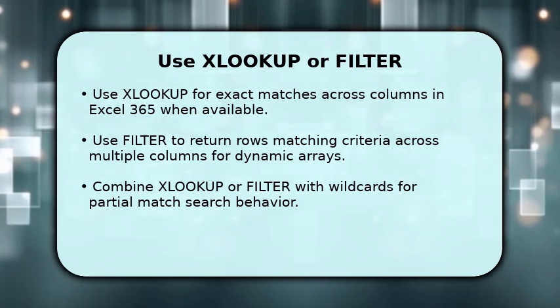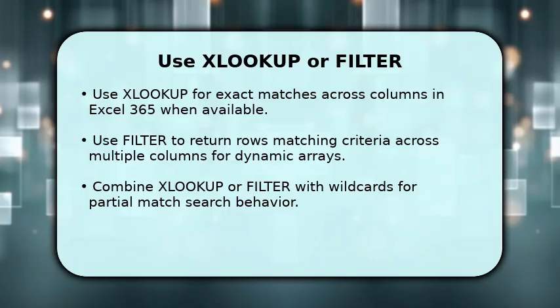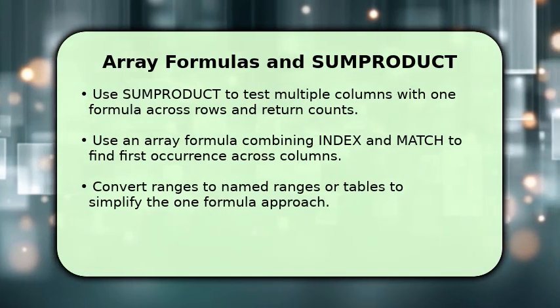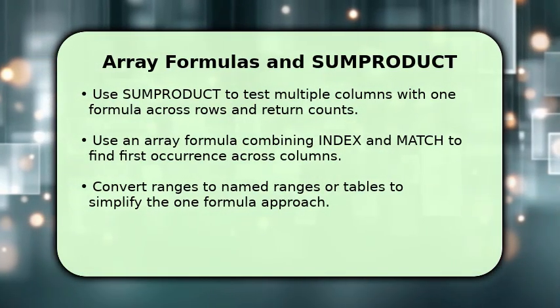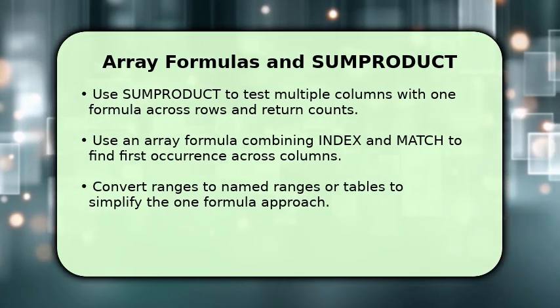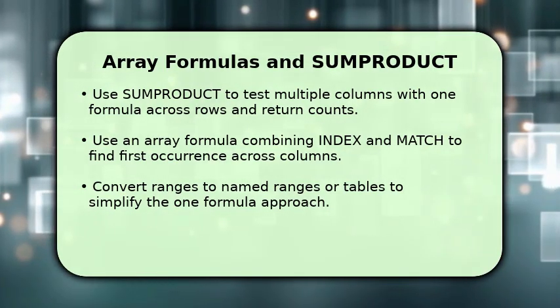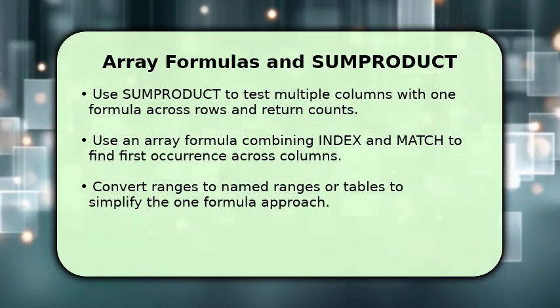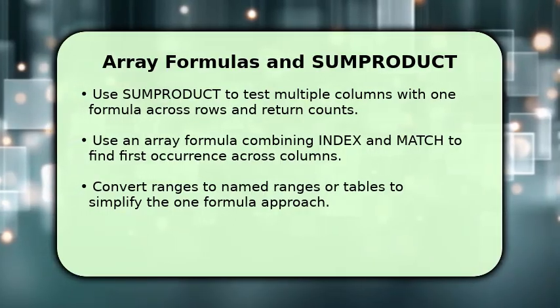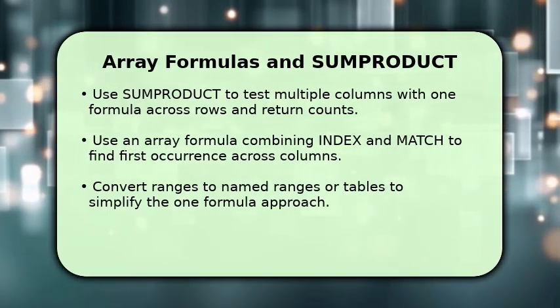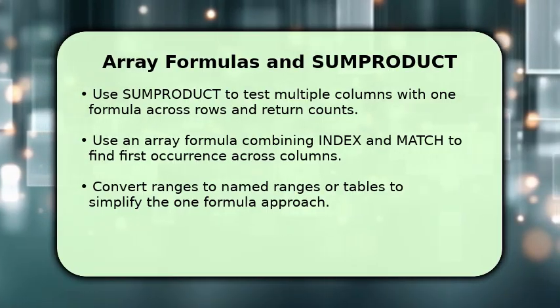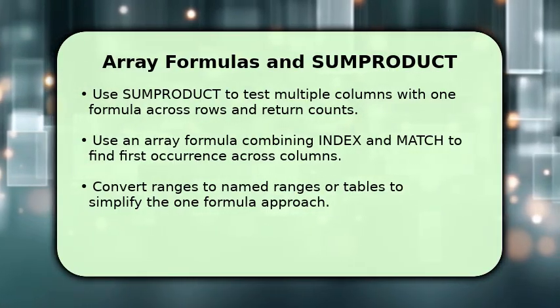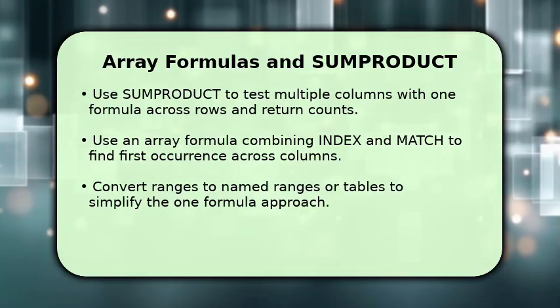For older Excel versions, use SUMPRODUCT to test multiple columns in one expression. Build logical tests like (A2:A100=term)+(B2:B100=term) to count matches. To locate the first matching row, use an array formula combining INDEX and MATCH with MIN on matching positions. Remember to enter legacy arrays with Ctrl+Shift+Enter if needed.